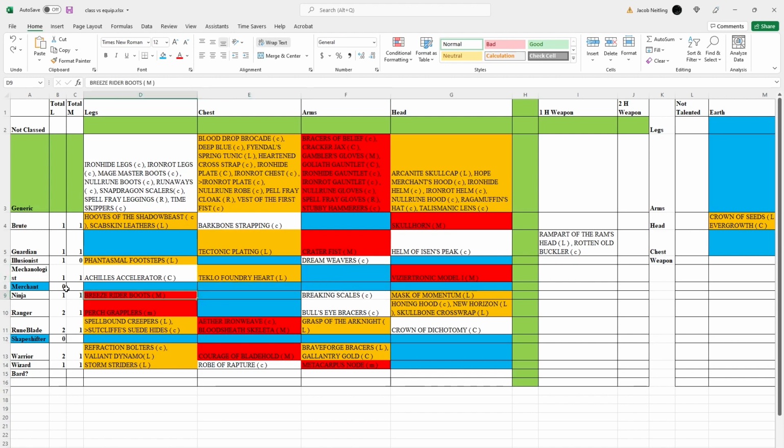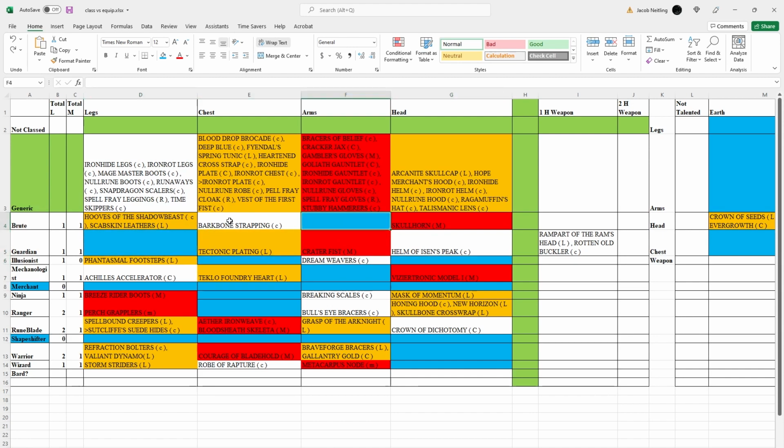We move on to Ninja here. Ninja does not have a chest. Ranger also does not have a chest. We're going to omit the shapeshifter here. And Warrior and Wizard are both missing their heads. So combined, you have 1, 2, 3, 4, 5, 6, 7, 8, 9.